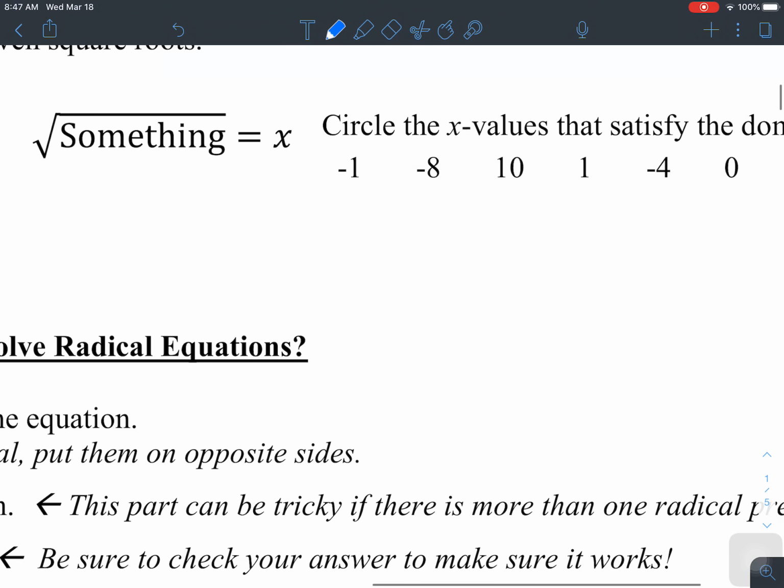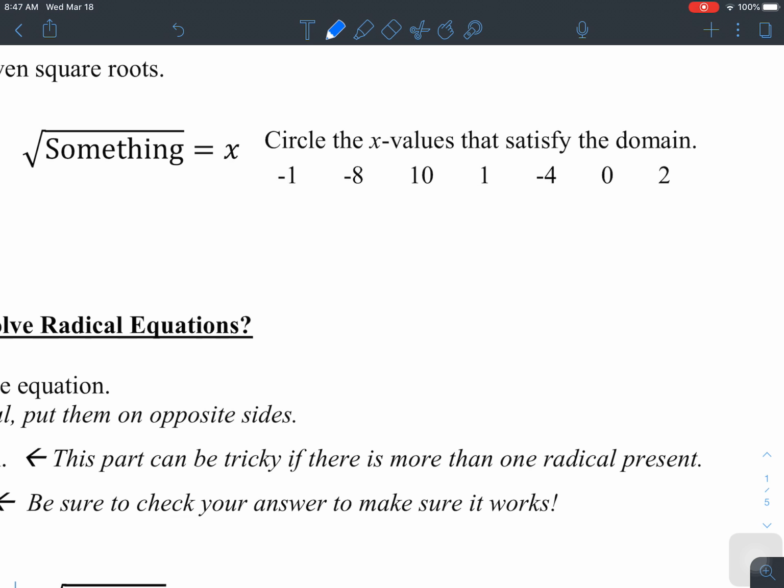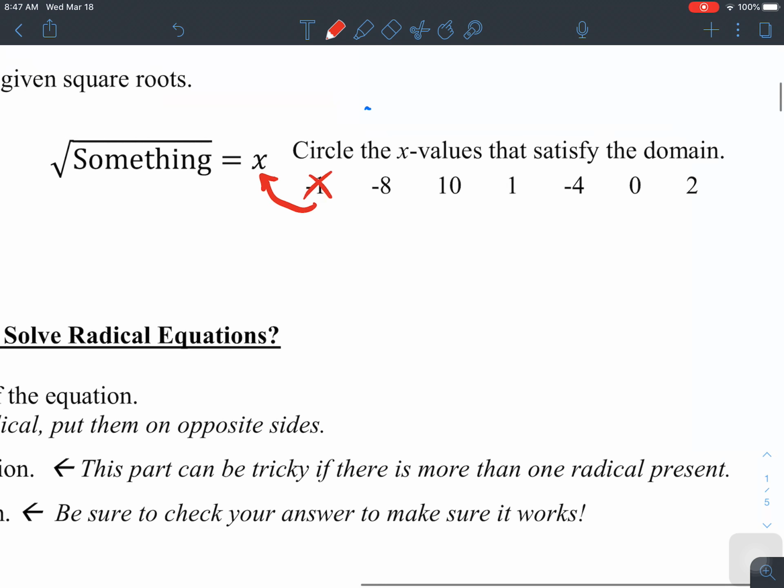Now on this one, we're looking at something random on the inside, but the outside is my x. So I'm taking the square root of some number and I'm getting x. Well, if I look at it again, plugging it in here, can I take the square root of something and get a negative number? You can't. Same thing here. Take the square root of something and get -8. It doesn't work. But the square root of something and getting 10 does work, because it's positive. 1 is positive. -4 doesn't work. 2 does work. What about 0? 0 is not positive, but 0 does work because the square root of 0 is 0.